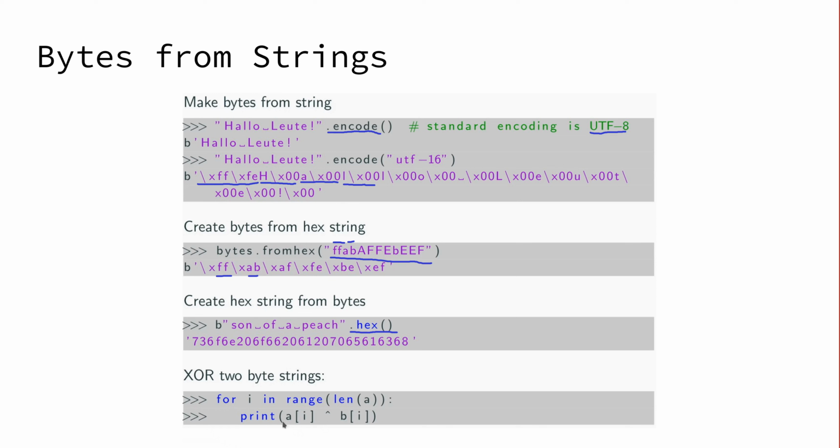XOR of two byte strings I can do, for example, like that. I just iterate over them and then take the byte value at each position, XOR the byte value at the same position in the other byte string. So XOR is this, as in most languages, in Python.